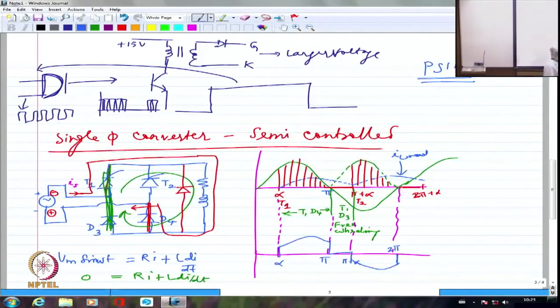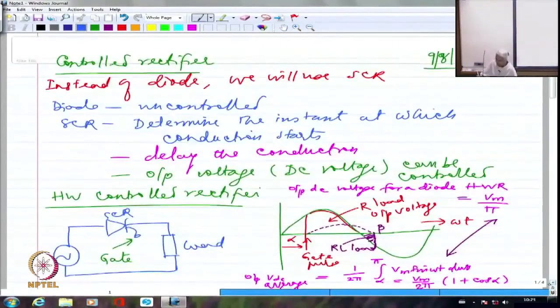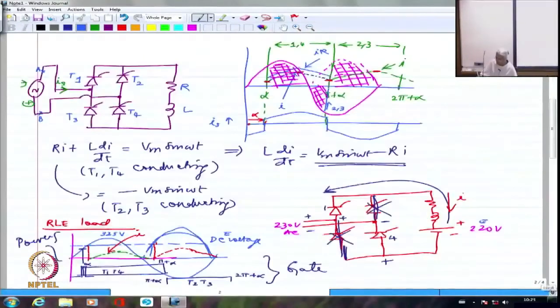So much for the semi-controlled converter. I go back here a little bit to talk about power factor. Where did I talk about the power factor? Somewhere I talked about it. Yeah, here. I talked about power factor somewhere here, or at least the zero crossing of voltage and the zero crossing of current, I was talking about at this point.